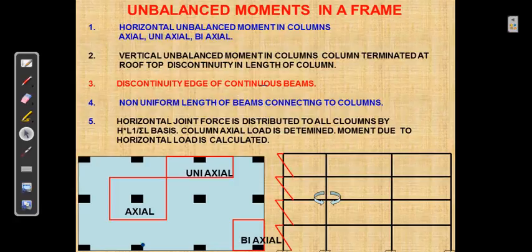Unbalanced moments in a frame. Horizontal unbalanced moment in columns: axial, uniaxial and biaxial. Vertical unbalanced moment in columns, and columns terminated at roof, like that. So discontinuity at the edge of continuous beams, non-uniform length of the beams, like that.